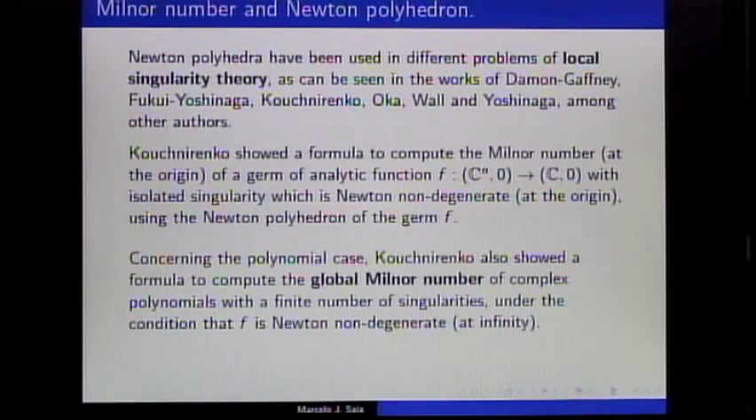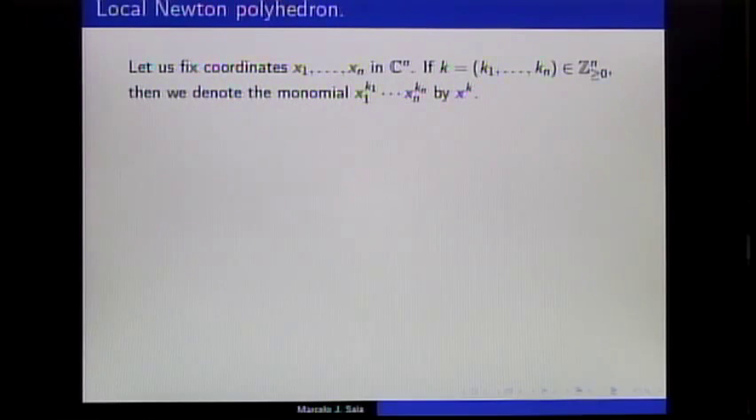And Kushnirenko shows that you can also compute the global Milnor number for complex polynomials with a finite number of singularities, just considering the condition that it is Newton non-degenerate. Two Newton non-degenerate conditions: this is at the origin, and this is at infinity. I'm going to explain the difference between them later. And from this difference, we can see several things which are interesting in my opinion.